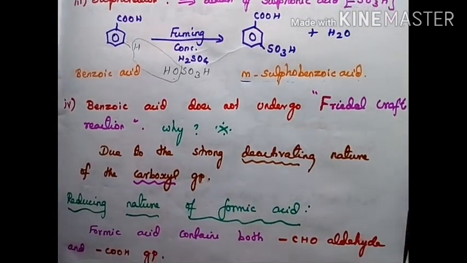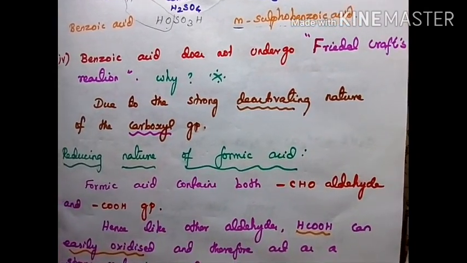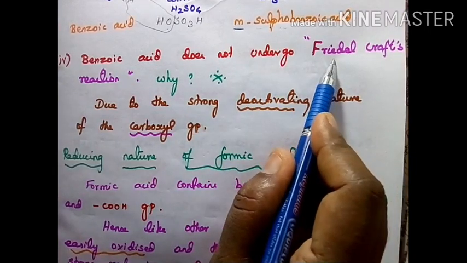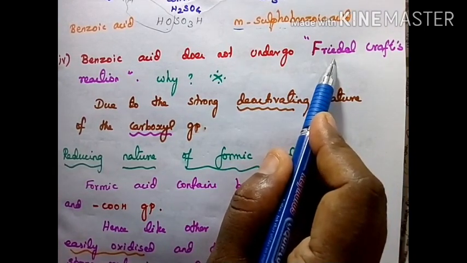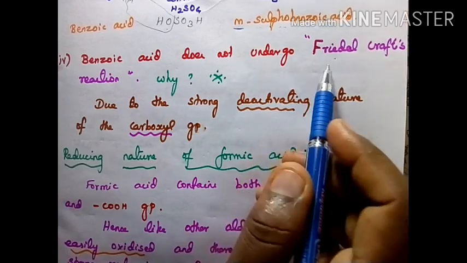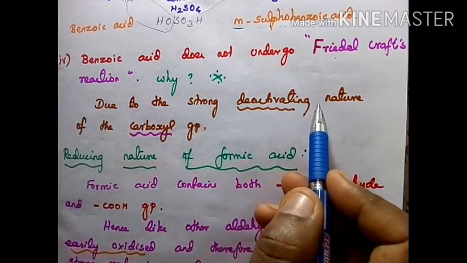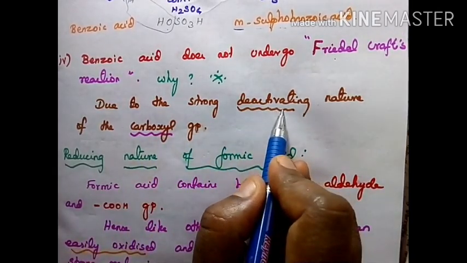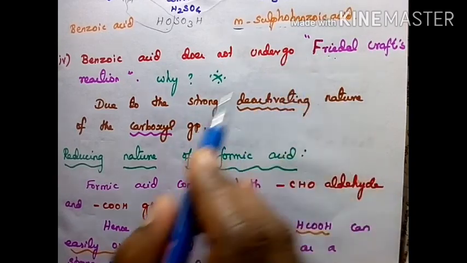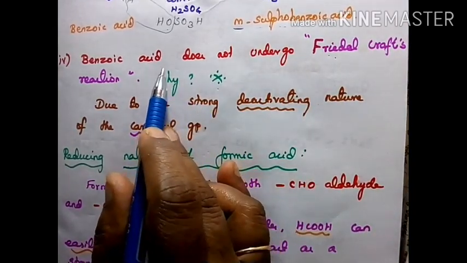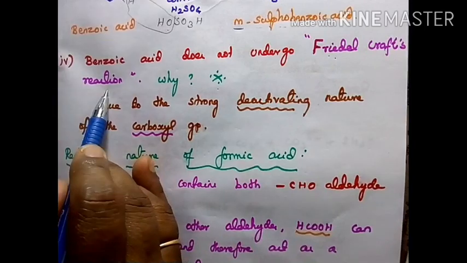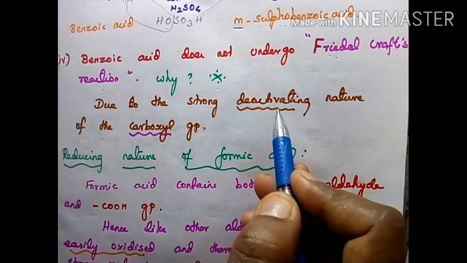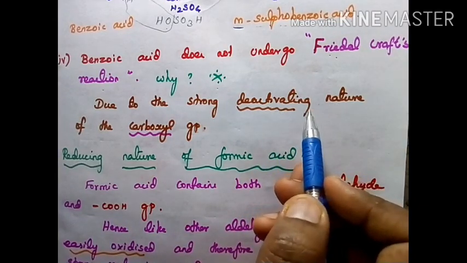Now, benzoic acid does not undergo Friedel-Crafts reaction. Benzoic acid does not undergo Friedel-Crafts alkylation or acylation, any reaction. Why? Due to the deactivating nature of the carboxyl group. It deactivates the benzene ring, no? So no Friedel-Crafts reaction takes place. Important question: why does benzoic acid not undergo Friedel-Crafts reaction? Because the carboxyl group attached to the benzene ring is a deactivating group.